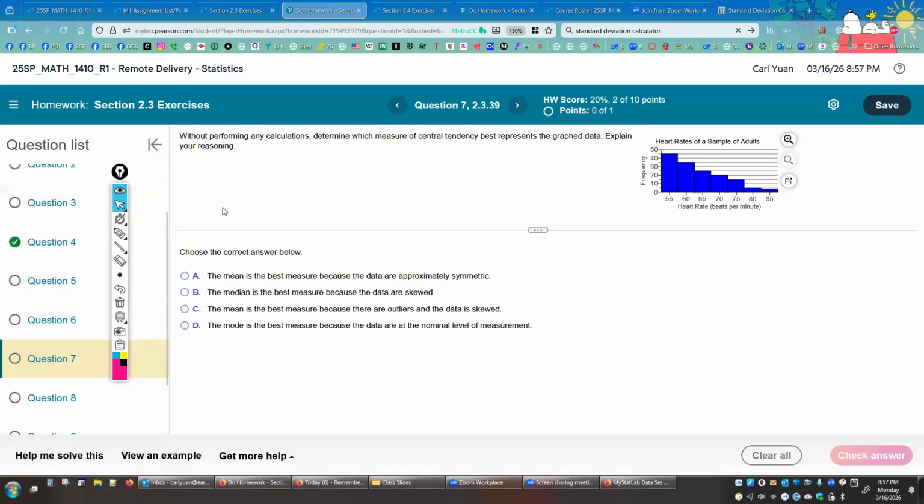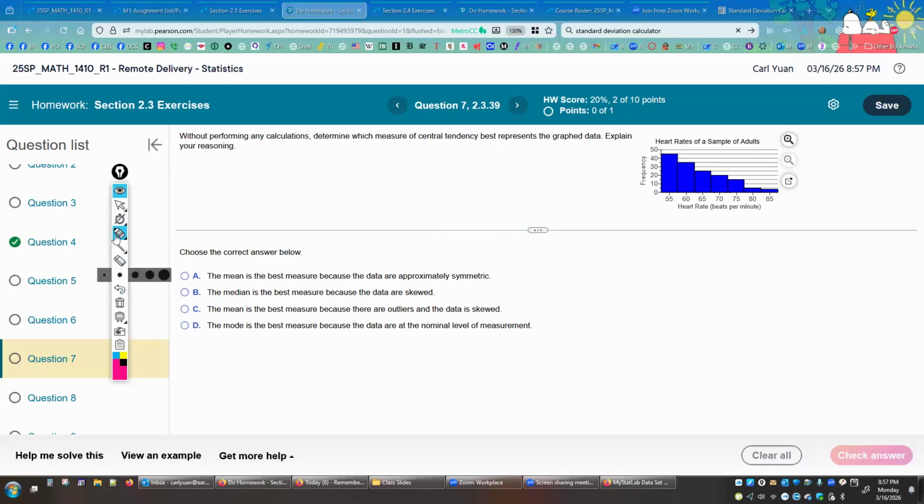Without performing any calculations, determine which measure of central tendency best represents the graph data. Explain your reasoning. As I said, median is always the best. Now, when is median not necessarily the best? If you have a symmetrical data distribution, then the mean and the median both work. Both are the best. But anything outside of a symmetrical distribution, median is always the choice.